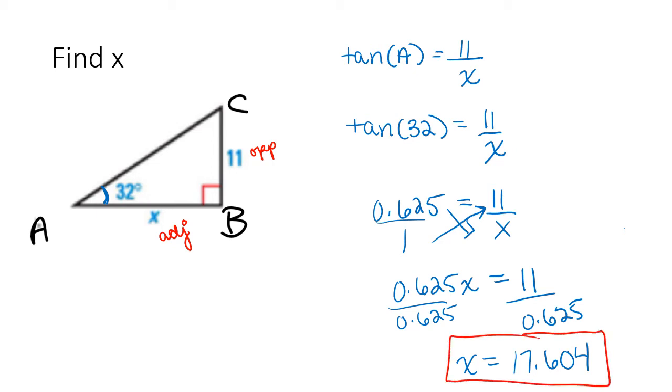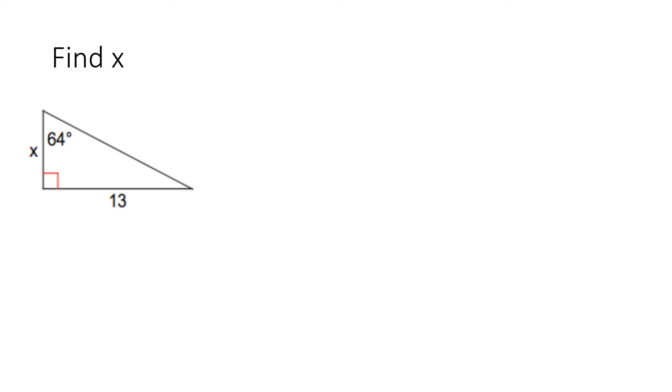So I'm able to set up the tangent ratio because it's opposite over adjacent. I'm able to use my calculator to figure out what the tangent of that specific angle is and cross multiply and solve. Let's do another problem together. I have this angle right here, and I have this side 13 and this side x. I want to make sure I label how the sides relate to the angle. This 13 is opposite that angle 64. This x is adjacent.